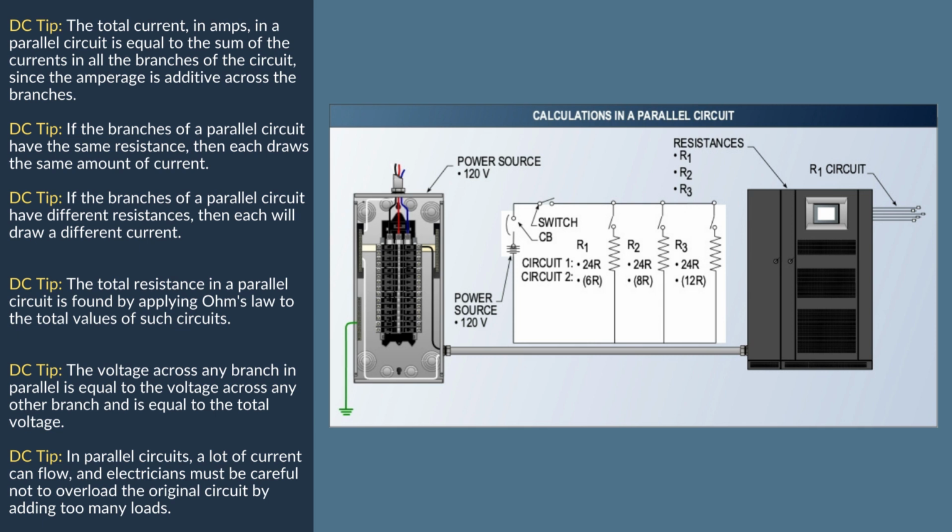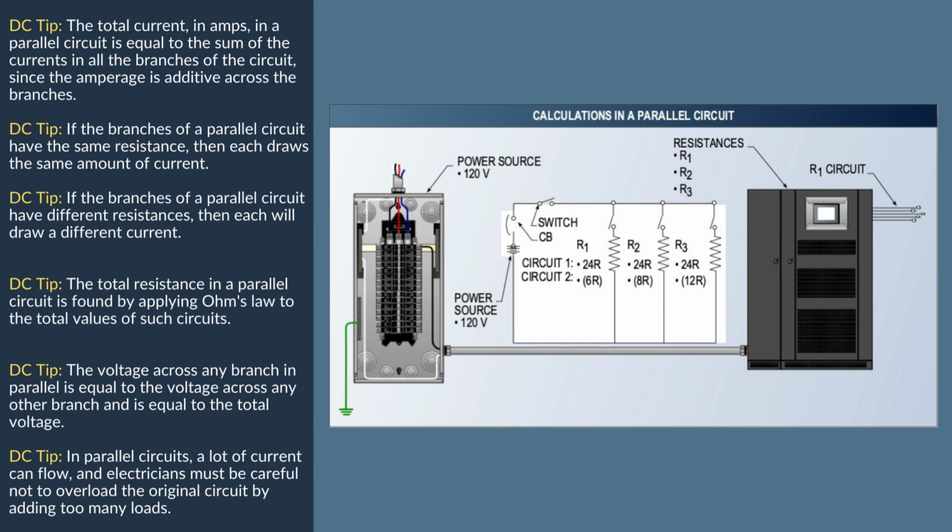In the illustration, the load resistances are connected in parallel. For loads in parallel, a new formula is used to calculate the total resistance of the circuit. Because there is more than one path through which current can flow, the total resistance is less than it would be if there were only one resistance path in the circuit.